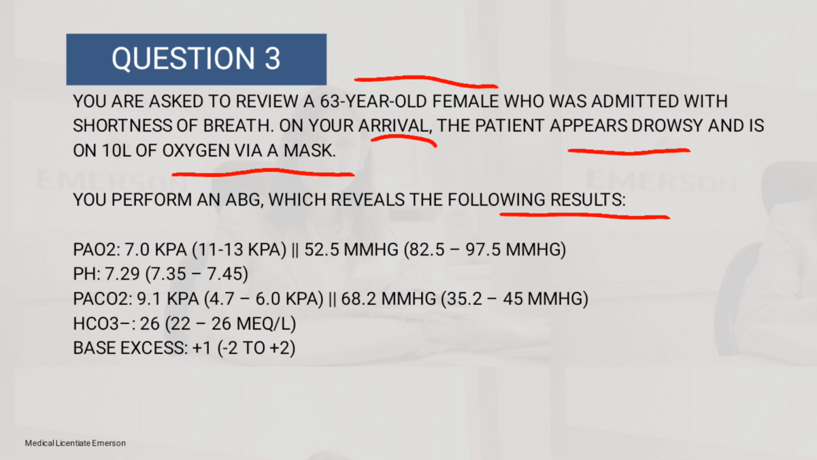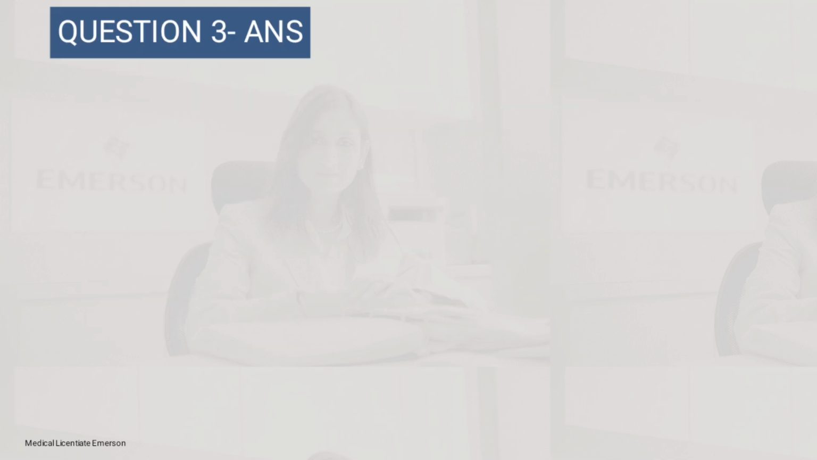Then the pH was 7.29. Then the partial pressure of carbon dioxide was 9.1 kilopascals, and in millimeters of mercury it was 68.2. Then the bicarbonate level was 26. Then the base excess was positive 1. Okay, so we still need to break them down.